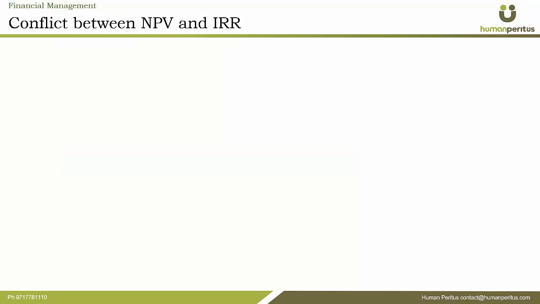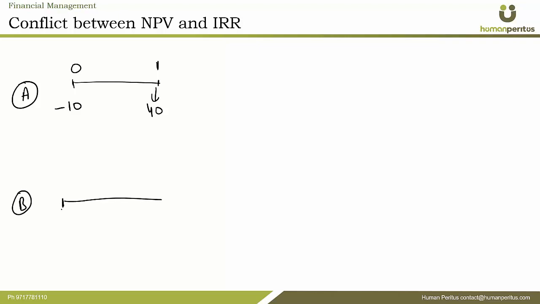Okay. So guys, today we'll discuss conflict between NPV and IRR methods. So what is the meaning of conflict? For example, I have a project A. In my project A, today I am investing rupees 10, and I'm getting a cash of rupees 40 after 1 year. Then I have got another project B. In project B, today I am investing maybe rupees 25, and after 1 year I am getting back rupees 65.